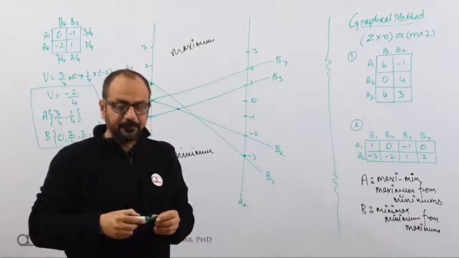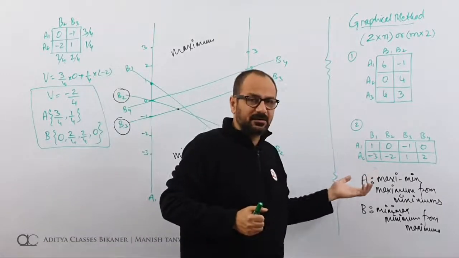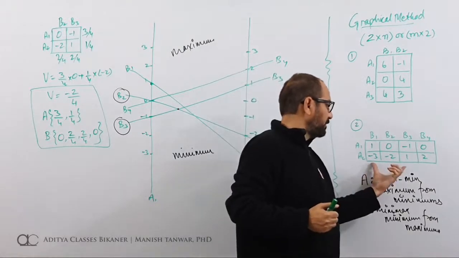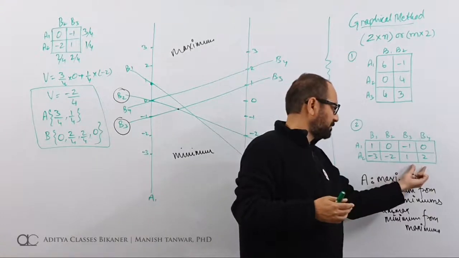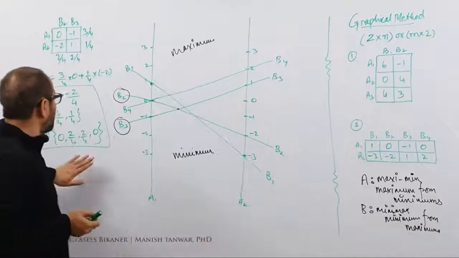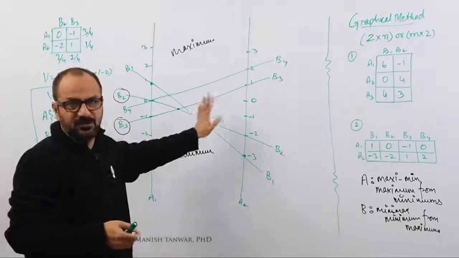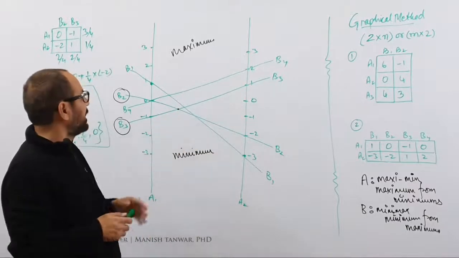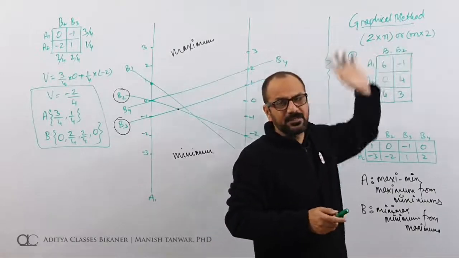Now if you remember the previous lecture where we solved it using method of subgames, we had so many combinations. We had B1, B2, B1, B3, B1, B4, 3 combinations, 4th combination, 5th combination, 6th combination. We checked 6 subgames to find out the best subgame. What graphical method does is, it gives you your best subgame directly. So this is the idea of graphical method, of solving 2/n and m/2 games.